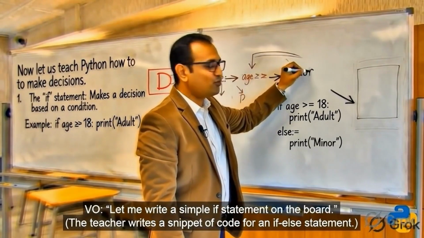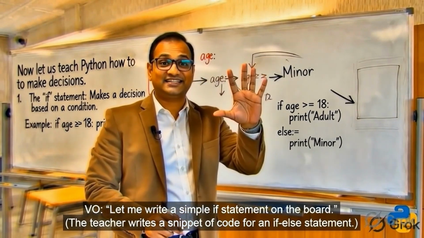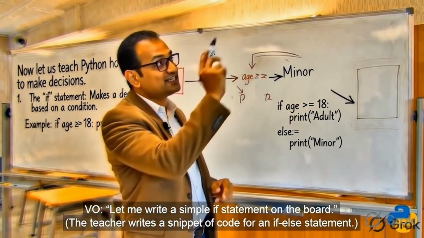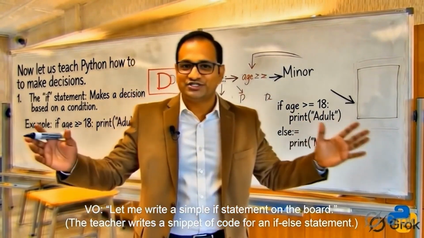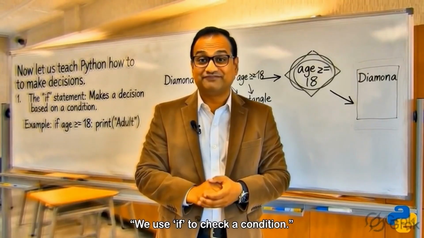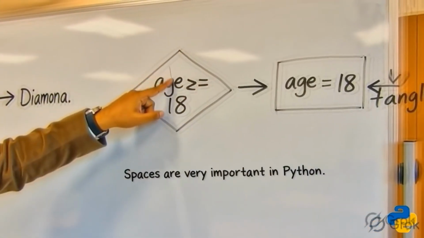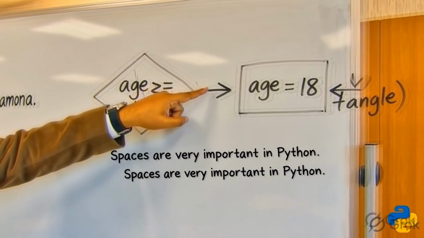So if age is 18 or more, it prints adult. And if it's less than 18, the else block prints minor. So this condition controls the flow. Any questions on this if-else example? Use if to check a condition. For example, if age is greater than or equal to 18, print adult.